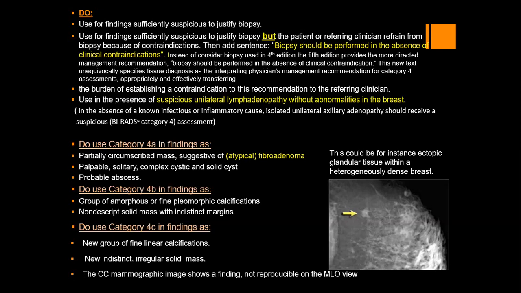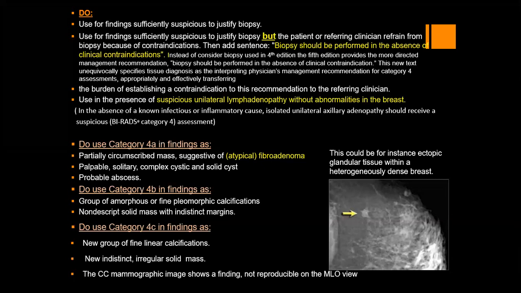If it is seen on mammography as an obscured mass, partially obscured, partially circumscribed, and on ultrasound it is not a typical fibroadenoma, then we upgrade it to 4. If the lesion is solitary but palpable, circumscribed, and on ultrasound gives a complex appearance, or a probable abscess, also in these cases, we use category 4A.